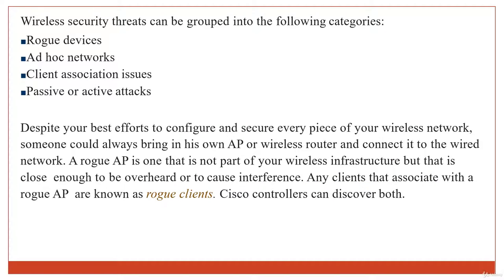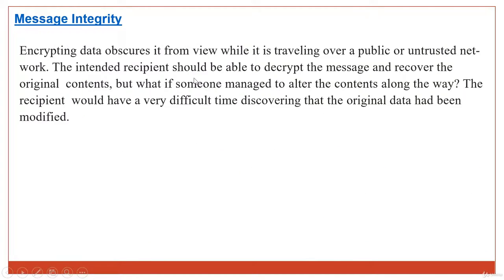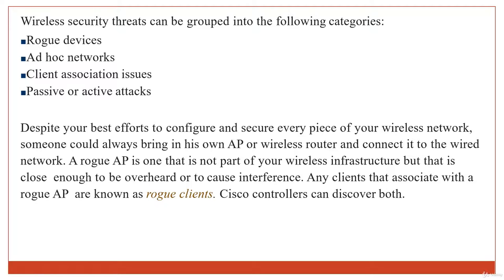Now here you can see the security threats, if we categorize them: we may have threats with rogue devices, ad hoc networks, client association and deassociation problems, and active or passive attacks like DoS. Now what is a rogue device? It's some device in your network that somehow connects to your wired network. Our WLC has the capability to detect rogue devices as well, so it can discover both devices. These are the challenges we have, and these are the theoretical options for security. Later on, we'll check what protection mechanisms we have inside the wireless network.